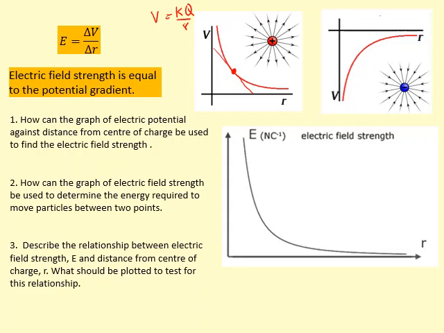Now, what about in this graph? This graph here is actually Coulomb's law. So electric field strength is equal to kQ over r squared. So it's actually an inverse square relationship.